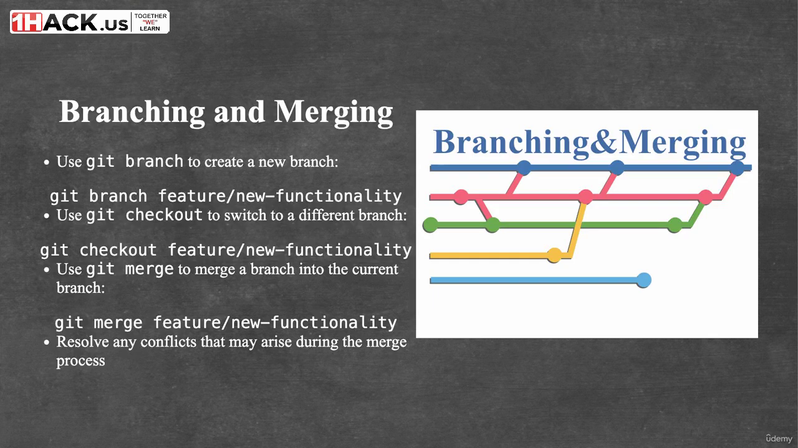Once you've made your changes on the new branch, you can merge it back into the main branch using the git merge command: git merge feature/new-functionality. During the merge process, Git may encounter conflicts if the same lines of code have been modified in both the main branch and the feature branch. In such cases, you'll need to resolve the conflicts manually before completing the merge. Branching and merging are essential Git workflows that allow you to manage complex projects and collaborate effectively with others.